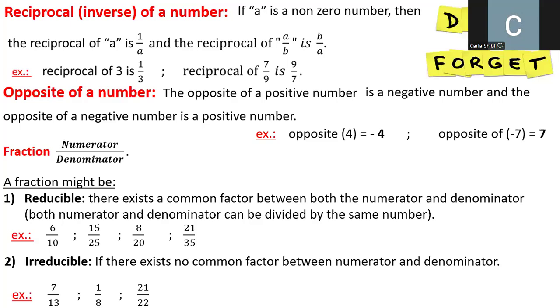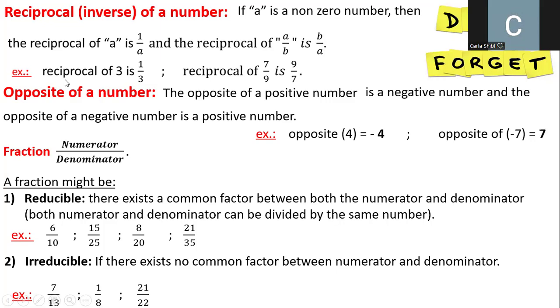Reciprocal or inverse of a number. What do we mean by the reciprocal of a number or inverse of a number? If A is a non-zero number, which means A is a number like 1, 2, 3, 4, 3 over 11, then the reciprocal of A is 1 over A. And the reciprocal of a fraction A over B is B over A. So as you can see, A over B is a fraction. To get its reciprocal, the numerator goes to the denominator and the denominator goes to the numerator.